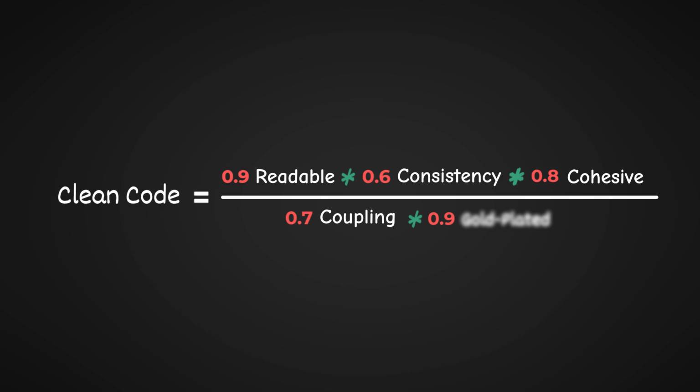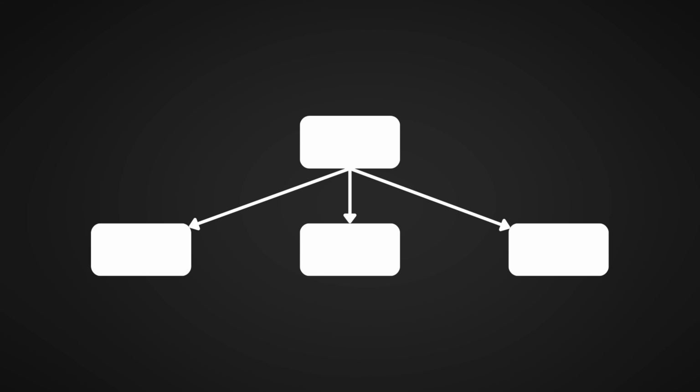I rated this one 0.7 because you can't build real systems with zero coupling. Classes will always need to depend on other classes. And the goal isn't to eliminate coupling, it's to manage it so that change is predictable and contained.